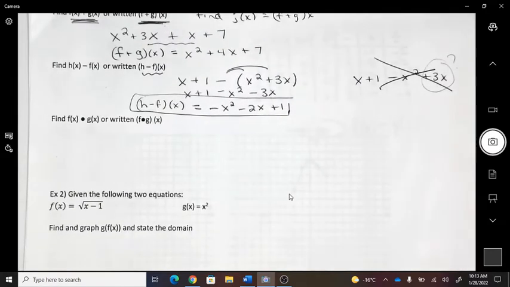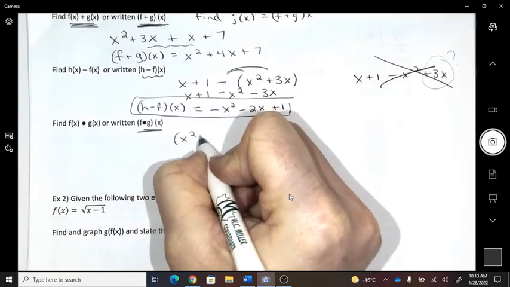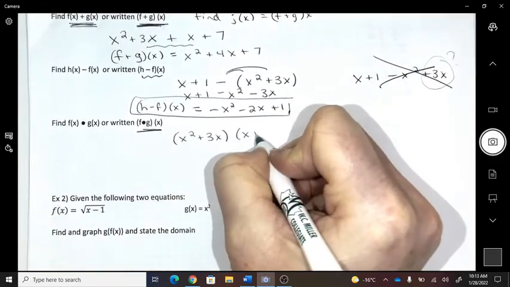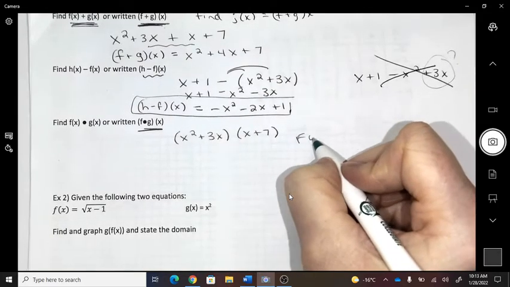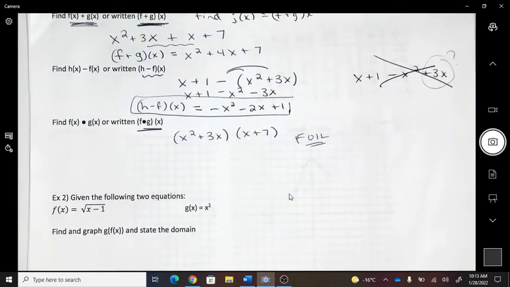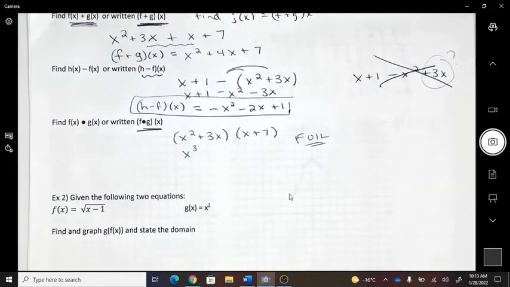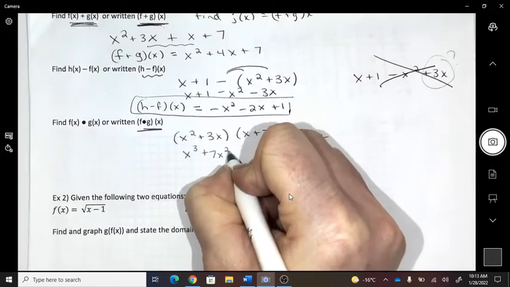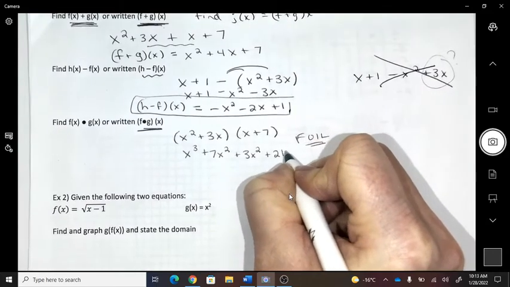Okay, next question is to multiply. So this one, order doesn't matter when you multiply, right? So the f function times the g function. Okay, so I'm going to FOIL this. So that's how I would have to multiply through that to simplify it. So x cubed plus 7x squared plus 3x squared plus 21x.